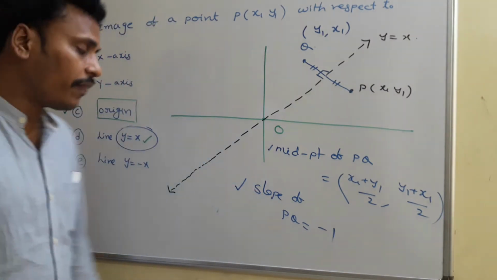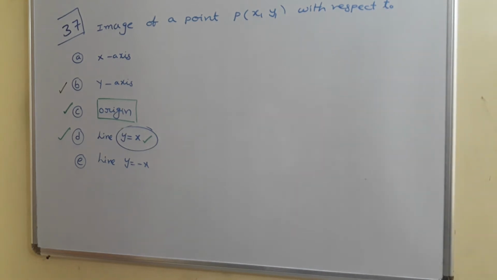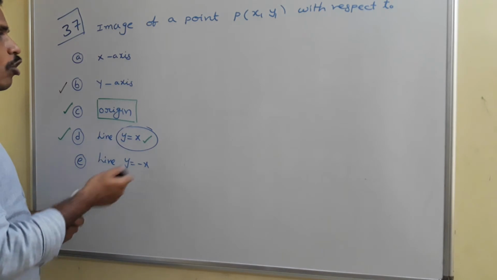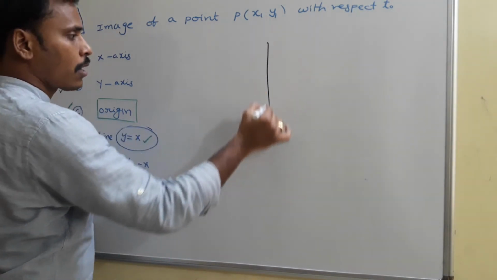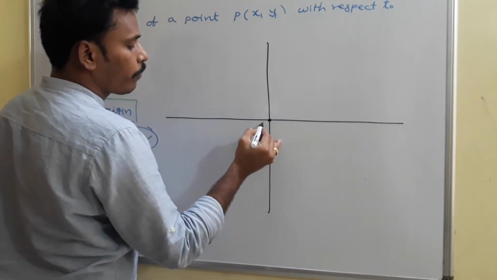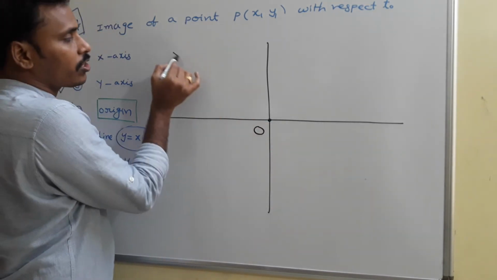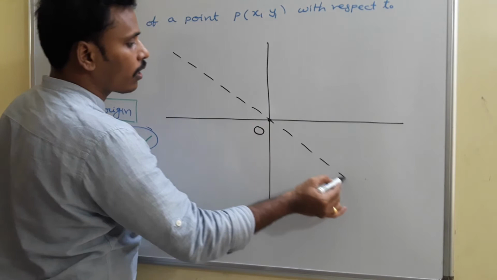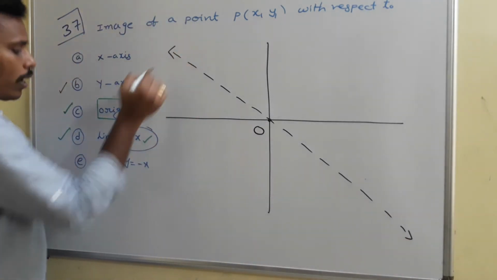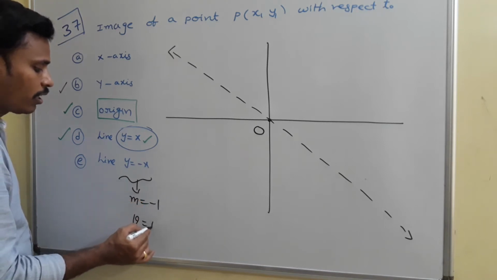So just have a look and then think about y is equal to minus x now. Have a look and then think about the next one. Again start with the coordinate system, y-axis, x-axis, and this is the origin, okay? And the line y is equal to minus x is just like this. You just think about the slope of that line. See, the slope of y is equal to minus x is what? Minus 1.